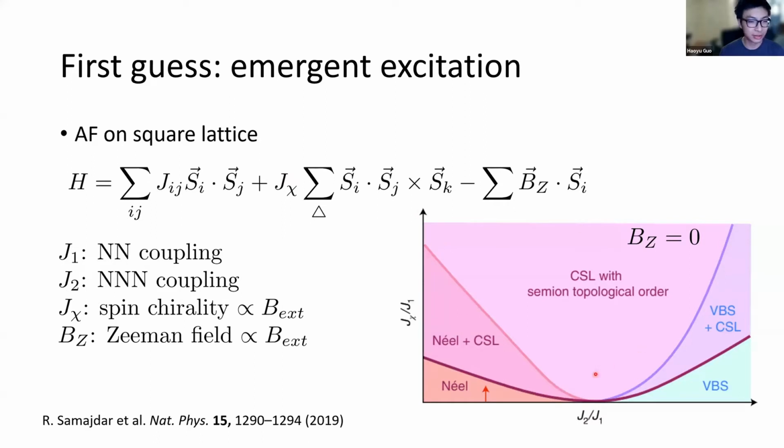So the phase diagram of this theory is the following. It turns out that this J chi turns out to be some dangerously irrelevant operator. That at some point it can drive the system into a chiral spin liquid with a semion topological order. And so the idea here is that we're imagining the real physical system is sitting somewhere like here. Then it's very close to the phase transition, and the proximity to this phase transition can actually induce a pretty large sigma Hall effect.